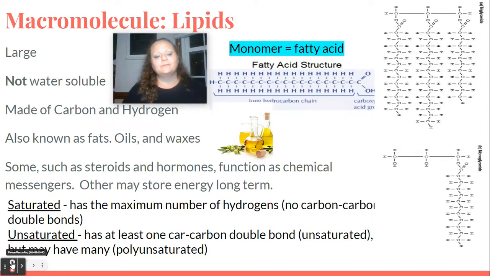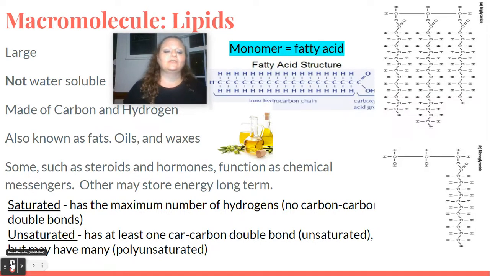A couple of different types of lipids. We have saturated and unsaturated. You may have heard of saturated fats versus unsaturated fats. Truthfully, the only difference between the two: saturated fats do not have any carbon to carbon double bonds. If you look at the picture where it says fatty acid structure, the monomer is a fatty acid. All those carbons have single bonds between them, no double lines. That's a saturated fat. It is not going to have those double bonds. So you have as many hydrogens as you possibly can have.